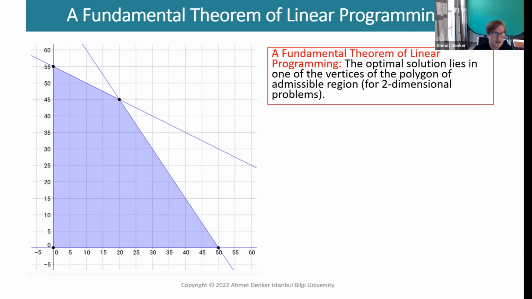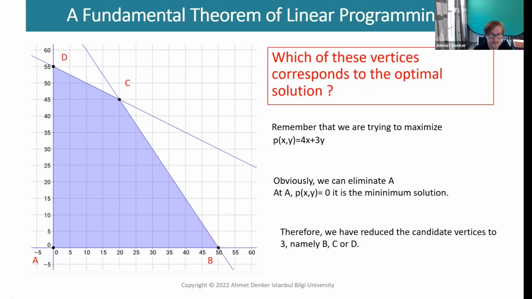Okay, and the eye view shows that this should be the optimal solution, but let's check it, let's verify it. Now, which of these vertices, A, B, C, D, correspond to the optimal solution? Remember that we are trying to maximize this function here.